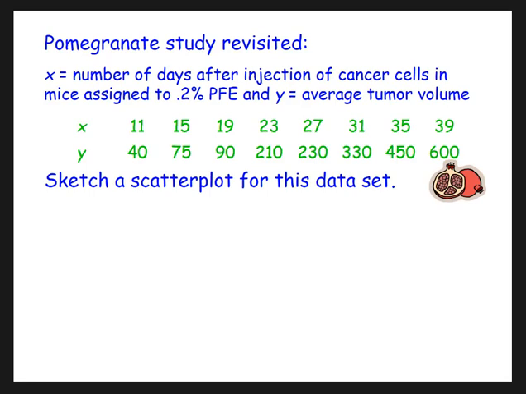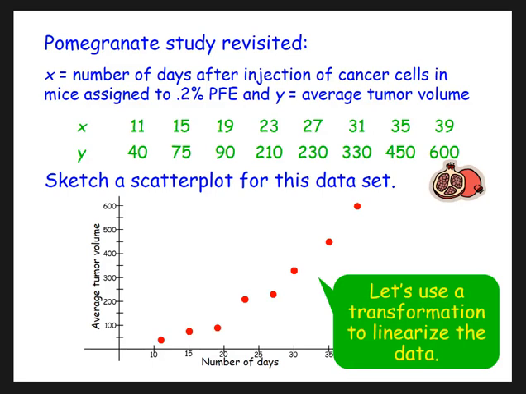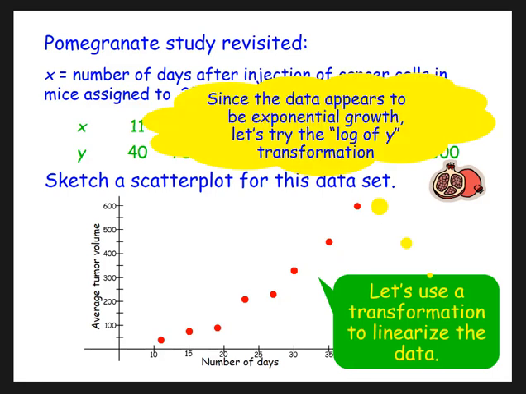Back to our pomegranate study, these are the mice that just use regular water. Remember, we're going to use the mice given the 0.2% pomegranate fruit extract and the size of their tumor given the number of days after injection. So here's our scatter plot, the number of days after the injection against the size of the tumor. Notice this is a distinct curve. That would predict either a quadratic or cubic relationship. It appears to be some sort of exponential growth, so we're going to try the log.